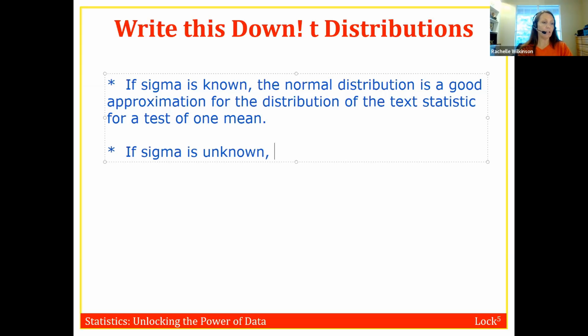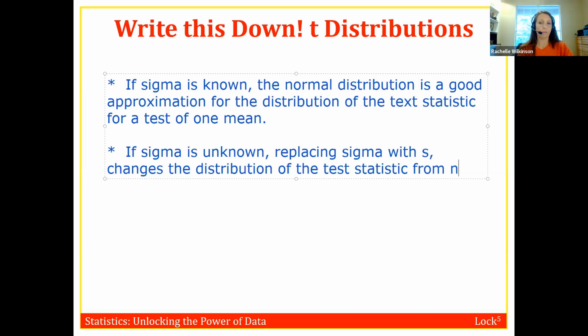So if sigma is unknown, replacing sigma with S changes the distribution of the test statistic from normal to a t distribution. And it's always a lowercase t.